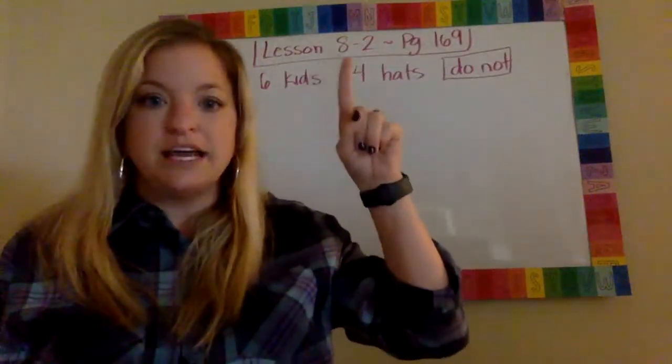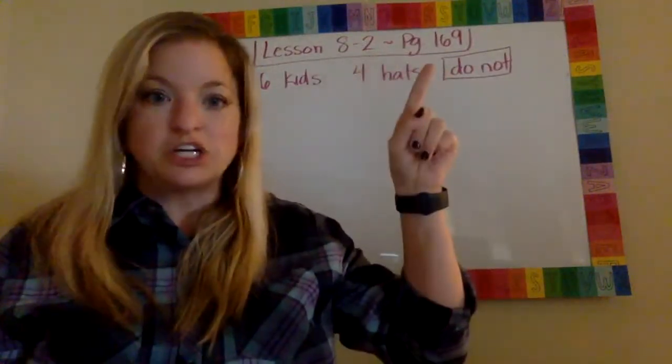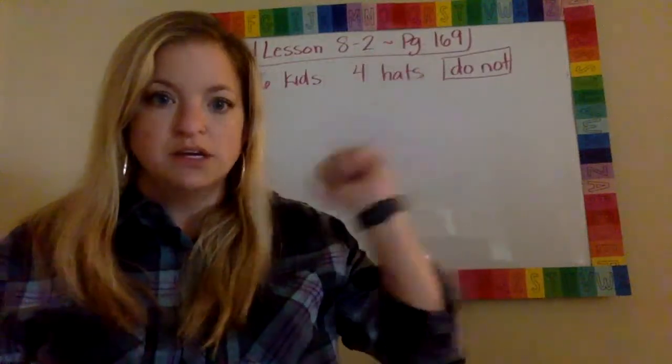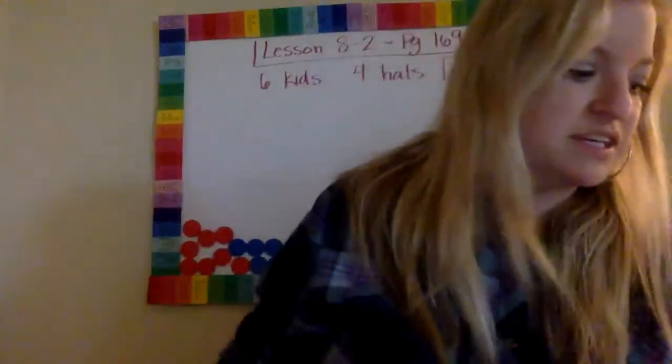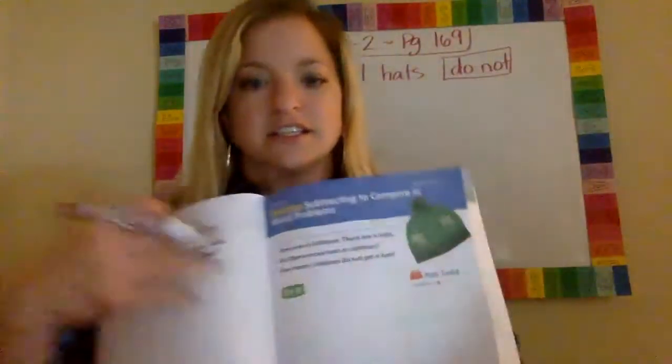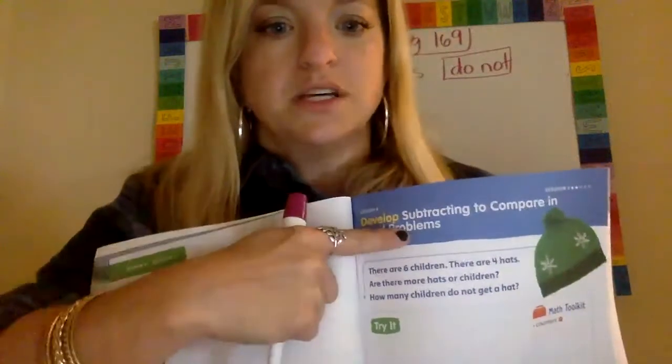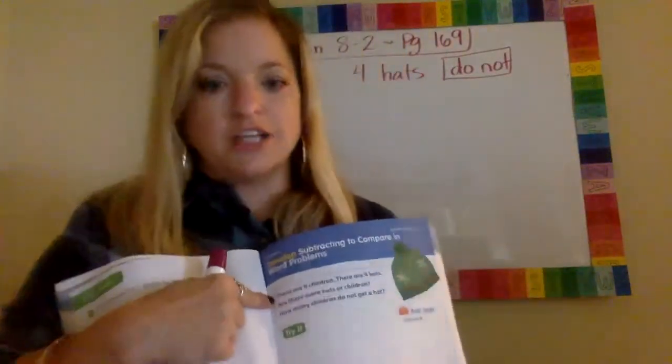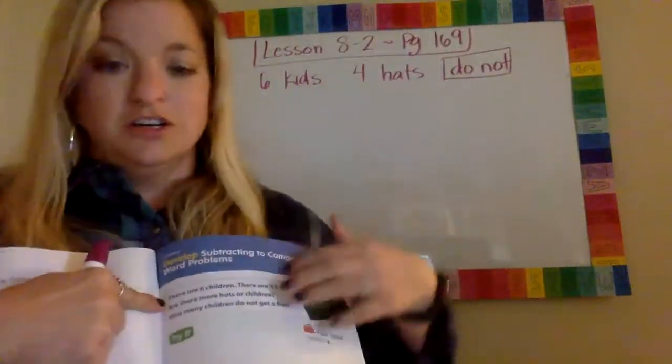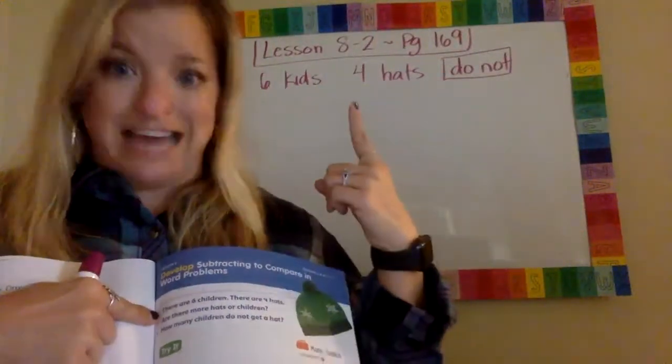Today I'm on lesson 8, session 2, page 169 in your math books. And it looks like this. It has a cute little ski hat. And at the top it says develop: subtracting to compare in word problems. And you have all this. I shortened it to this. Look at how much it went from that to that.